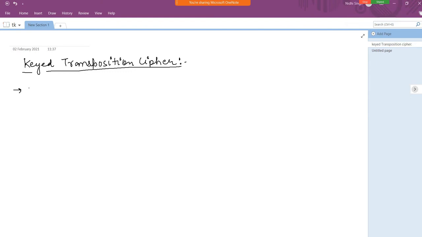Yes. So I was saying that in the vice versa fashion, you write the plain text alphabets row by row and read it column by column to generate the ciphertext. In the key transposition cipher, you do the permutation, the same thing you did with the keyless transposition cipher, but now using a key. First, this is a block cipher, so you have to divide your plain text into equal size blocks.